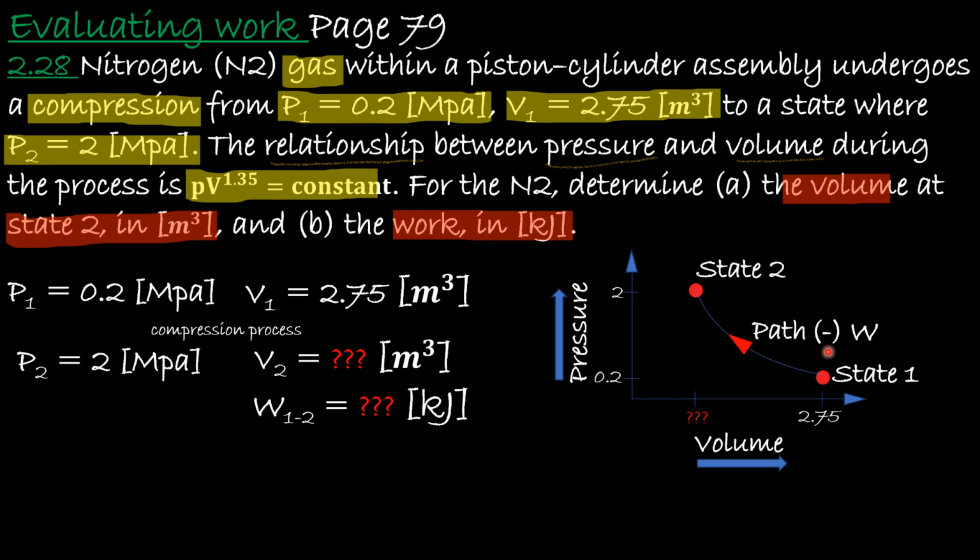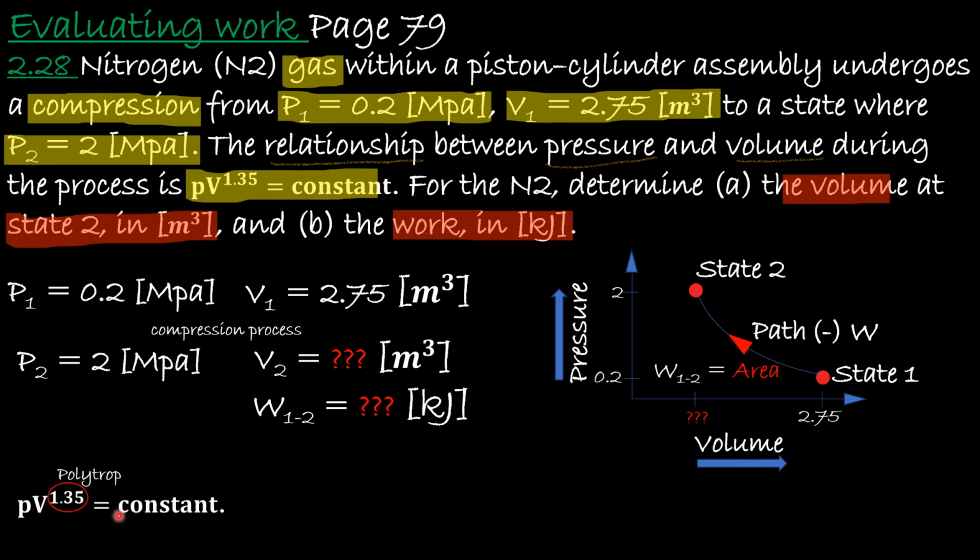That tells us that we're going to have negative work because we go from right toward the left. When you go toward the left, you have negative work. When you go toward the right, you have positive work. We are asked to find the work between state 1 and state 2, which will be the area under the curve. And the points of this curve are generated from this relationship. So that's what we need to find here.